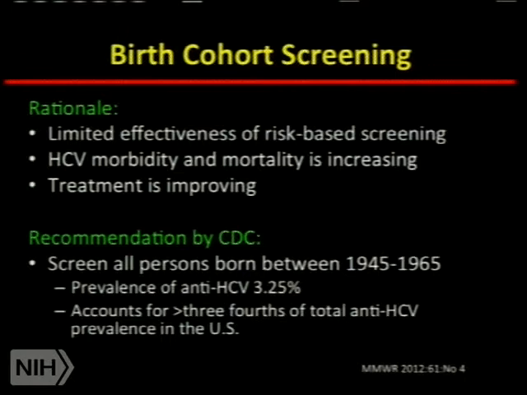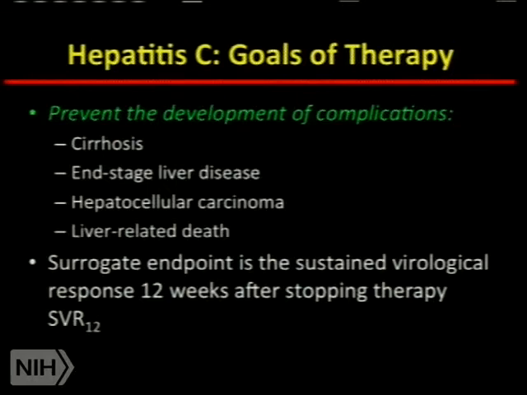For the remainder of the talk, I'd like to focus on the treatment of hepatitis C, because there have been major advancements here, and the landscape is changing at a very rapid pace. First, what are the goals of treatment? The goals are quite simple: to prevent the complications of the disease, that is cirrhosis, end-stage liver disease, liver cancer, and liver-related death. This is difficult to show in epidemiologic studies, so we use a surrogate endpoint, which is the sustained virological response after stopping therapy.